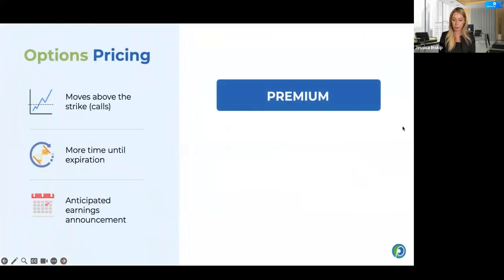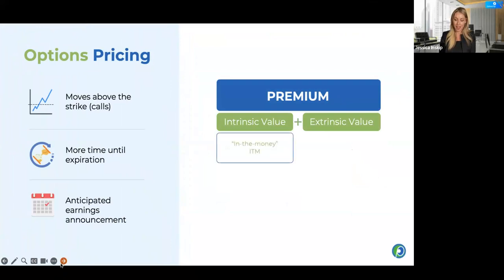All right, so let's run through options pricing. Let me do a quick check on time. Oh my goodness. Okay. So an option's price is made up of a premium, and the premium is made up primarily of intrinsic value and extrinsic value. Intrinsic value just means that executable value. Is it in the money? That's another term. That just means that a contract has executable value.